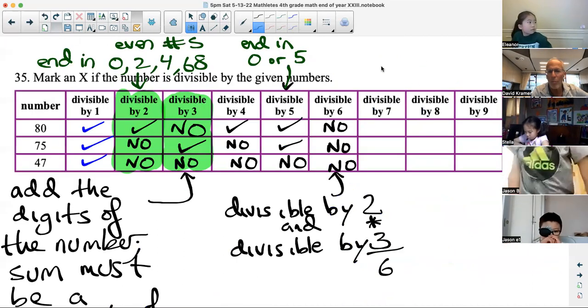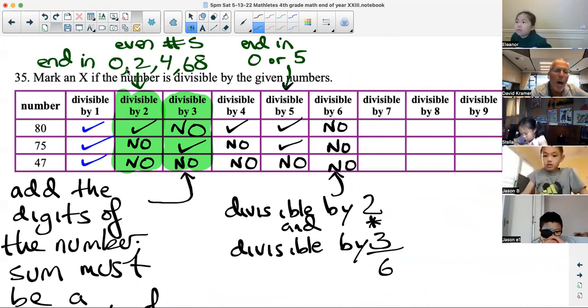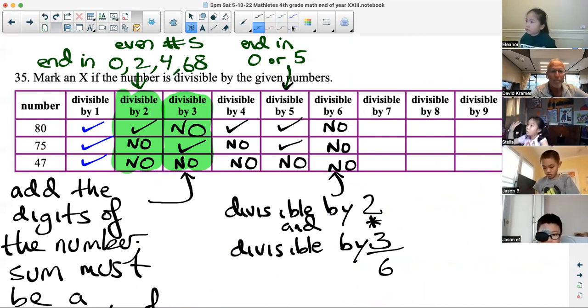Okay, so guys, great job on your multiples of 6. Now, what about multiples of 7? Are any of these numbers multiples of 7? I want you to raise your hand. I want you to look at these numbers to see if they are multiples of 7.